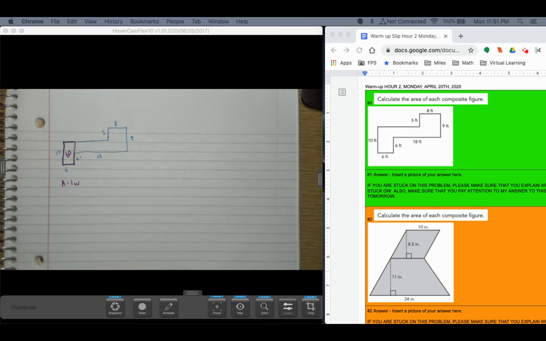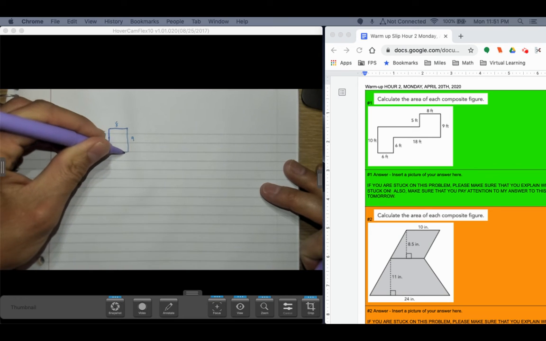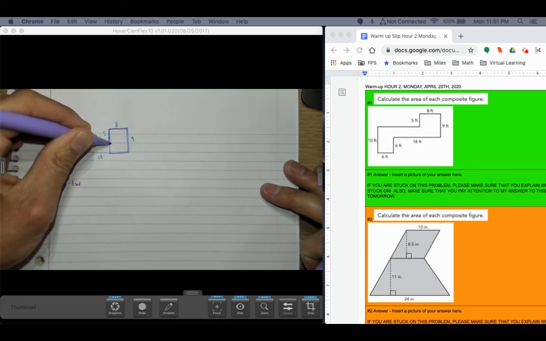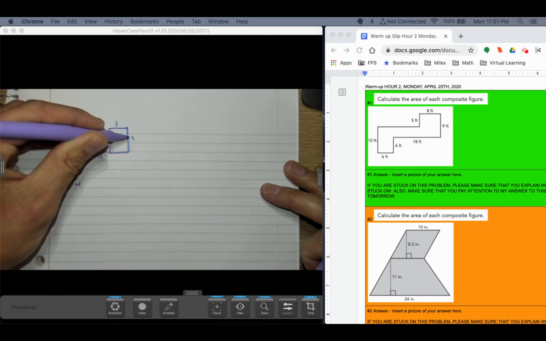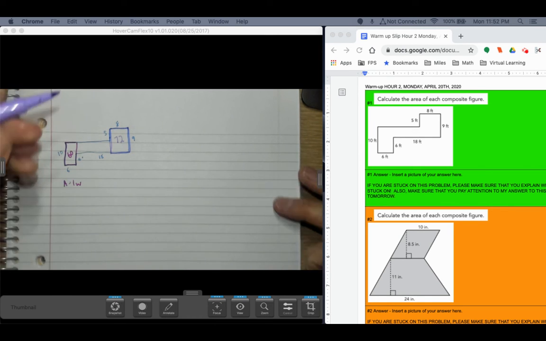Okay. Then the second portion I'm going to solve for this warm up is going to be this rectangle right here. And this rectangle right here is 8 by 9. And so this area is going to be 72.